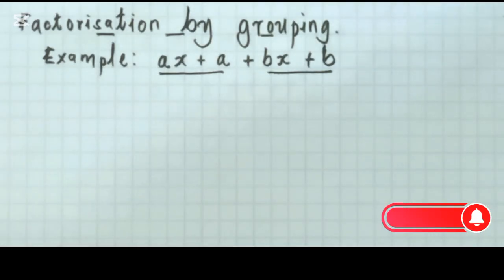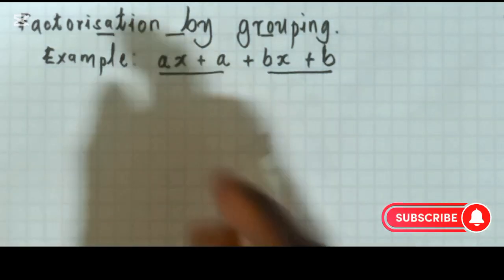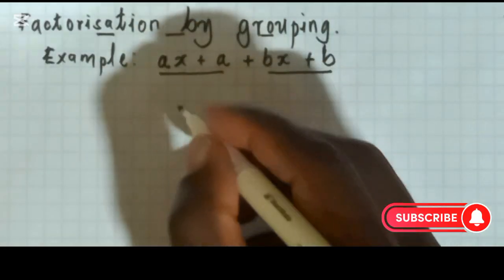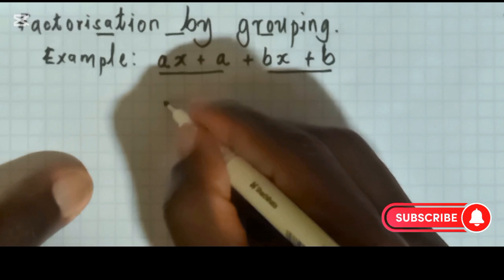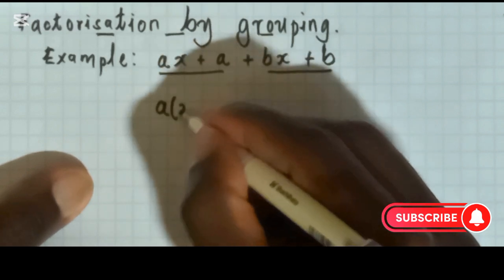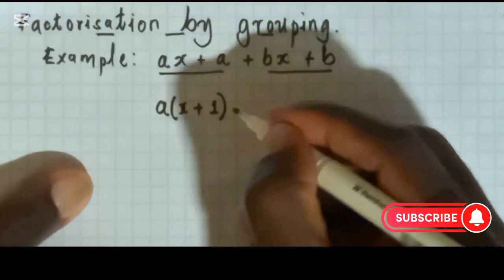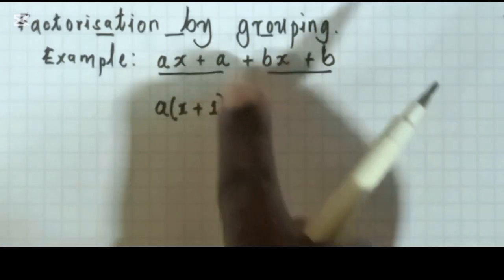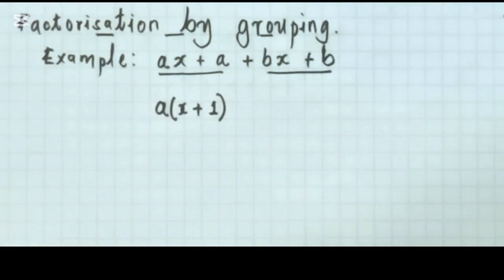So basically, let us go ahead and factorize the first pair. So ax plus a, you notice that the common factor there is a. So we're going to factor a out, and when we factor a out, we're going to have a into x plus 1. By now, I assume that you are familiar with factorization, and that is why I haven't gone into the nitty-gritties of how we are having x plus 1 in the bracket there. So basically, it is ax divided by a to give us x, and a divided by a to give us the 1 that you're seeing within the bracket.